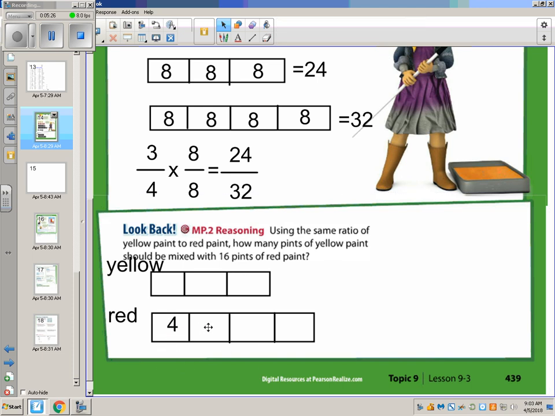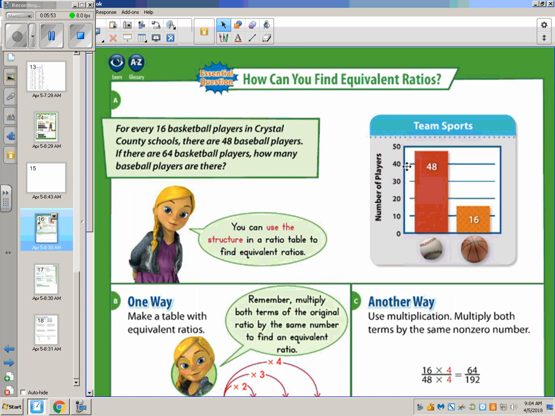So I'm going to put 4 in each box, and we said whatever we put in our top or bottom boxes, it's going to be the same in the opposite. So if I have 4s in my bottom boxes, I'm going to put 4s in my top boxes. So 4, 8, 12. I'm going to need 12 pints of the yellow paint. So if you need to pause the video to get this written down, do so now. I'm going to go ahead and move on to the next page.